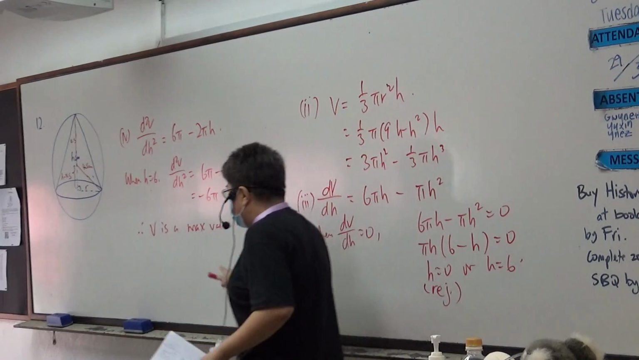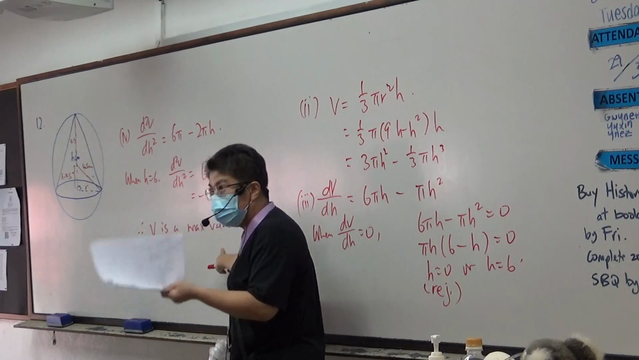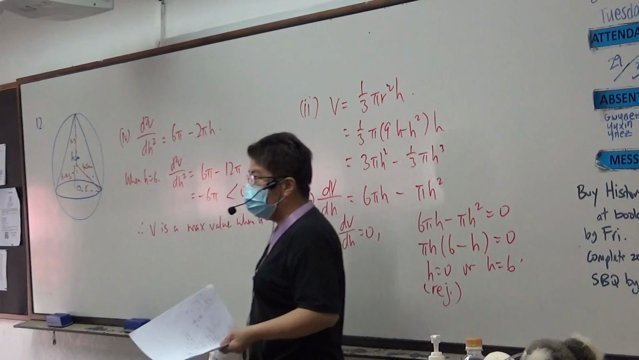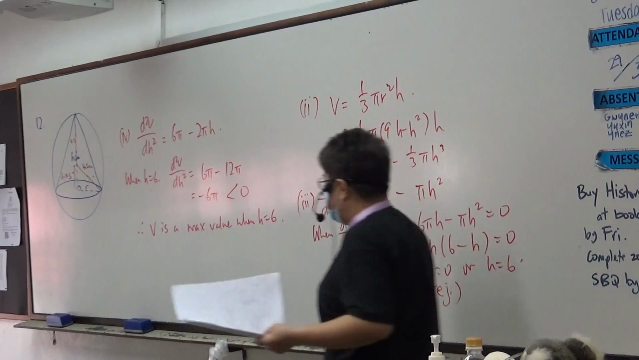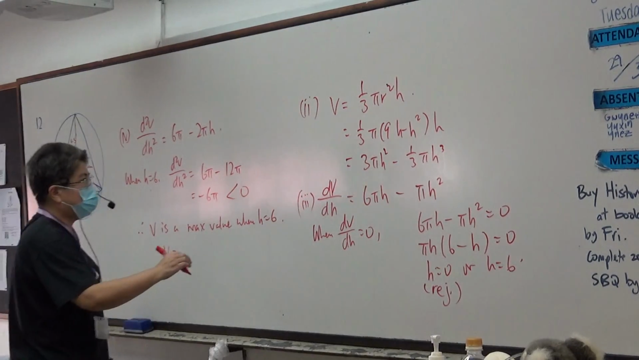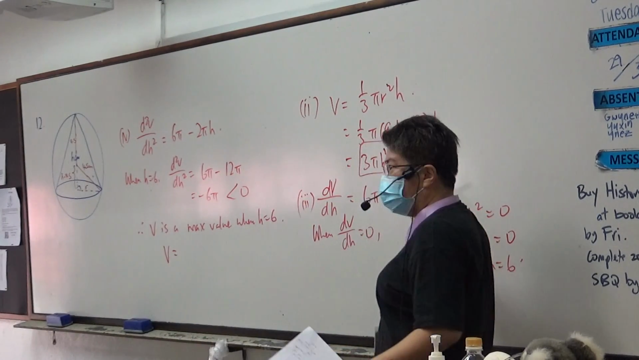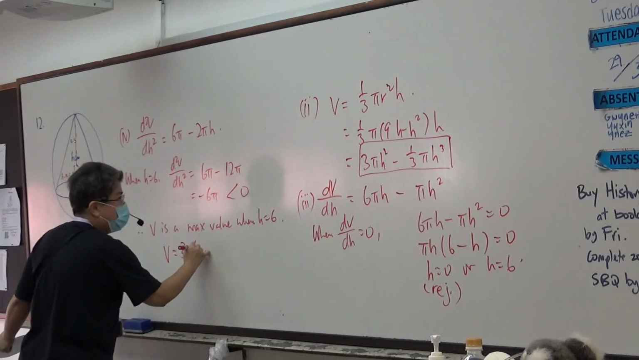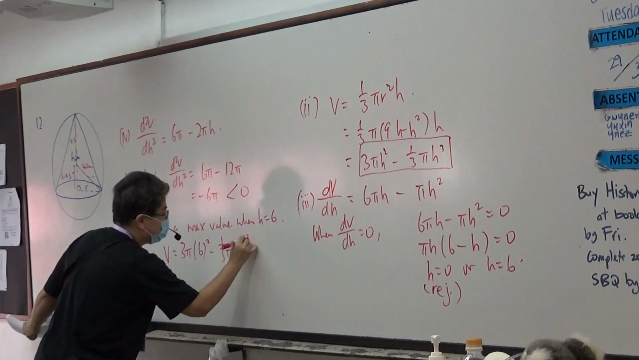Now, mind you, can you see I say maximum value, I didn't say maximum point. You say a point when it's stationary points. You understand? Maximum value. Now, are we done with the question? What did they say? Hence find this value of V. So V will be equal to this one. V is equivalent to this one. Okay, so I will plug in 3 pi times 6 squared minus 1/3 pi times 6 cubed.